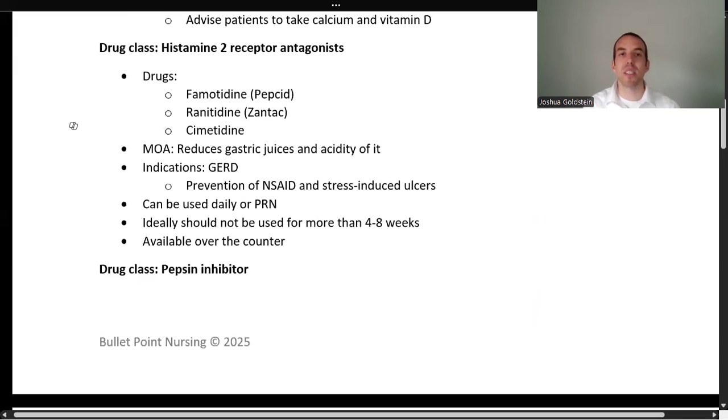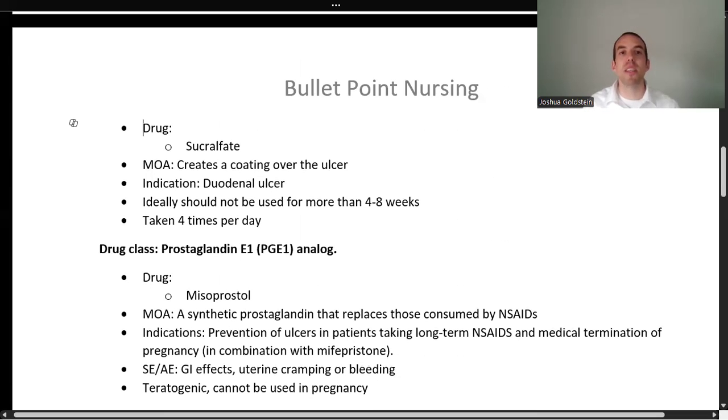Now let's get back to the 2 drugs that we skipped. We talked about PPIs, H2RAs, and we talked about antacids. That's the bulk of this lecture, but there are 2 other drugs I want to discuss. The first drug class is going to be a pepsin inhibitor, and this is sucralfate. This is not a very common drug.